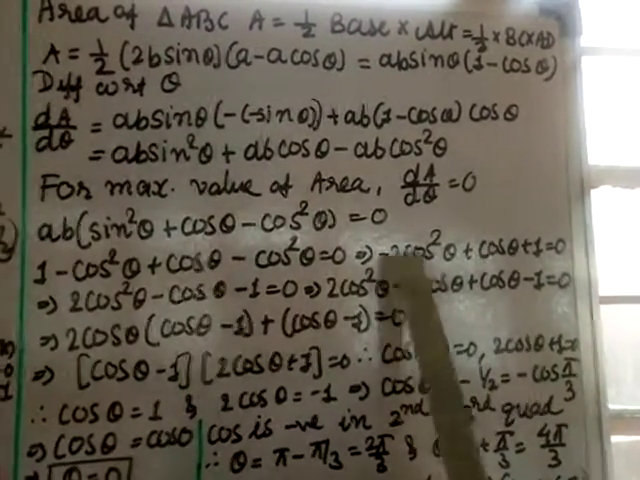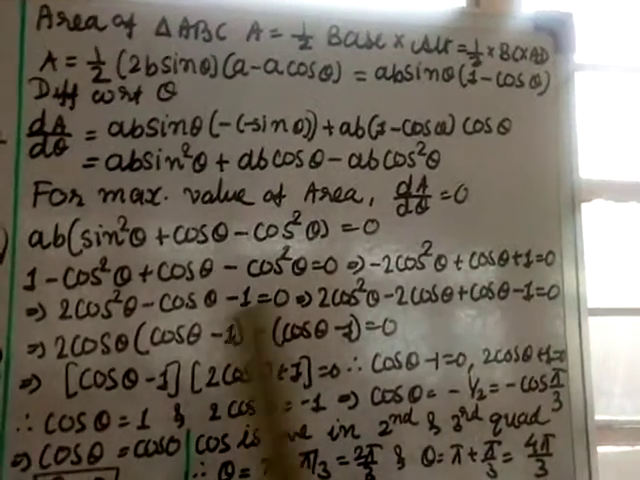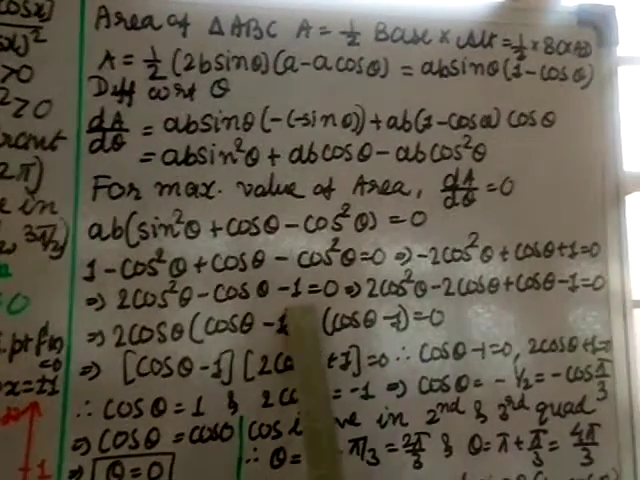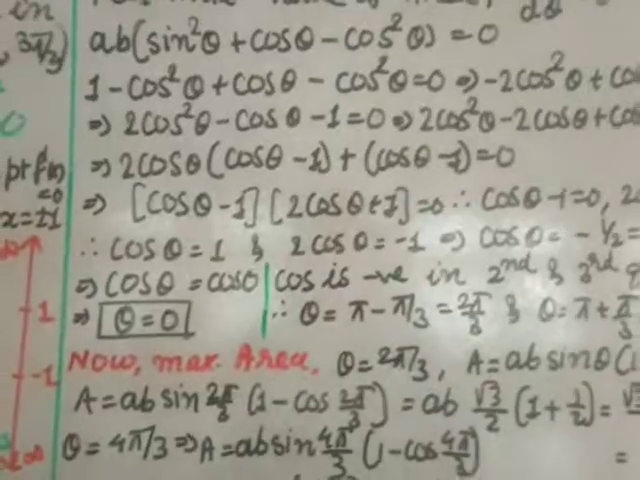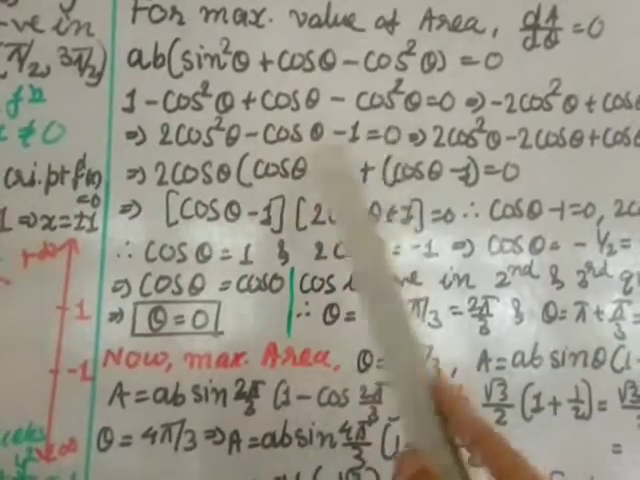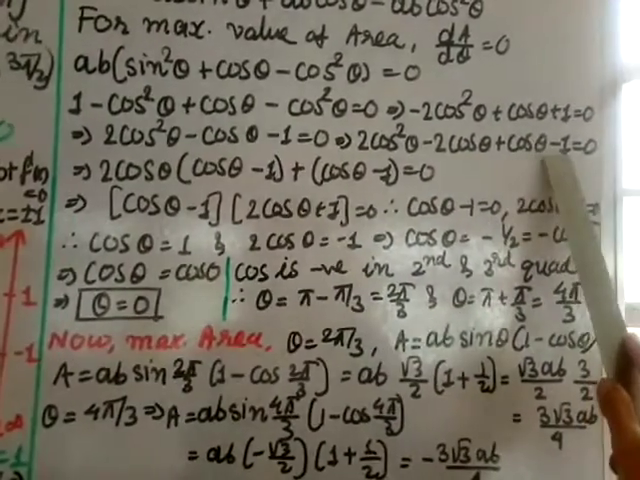I'll just change the sign, this minus I'll make it plus, and this plus I'll make minus. So 2 cos square theta minus cos theta minus 1. 2 cos square theta minus cos theta minus 1. I'll split the middle term. Okay, 2 into 1 is 2, and 2 minus 1 is 1. So I'll put 2 cos square theta minus 2 cos theta plus cos theta minus 1 equal to 0.